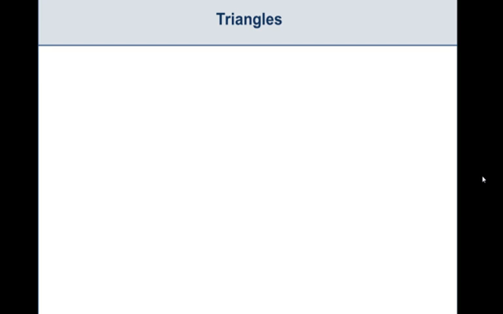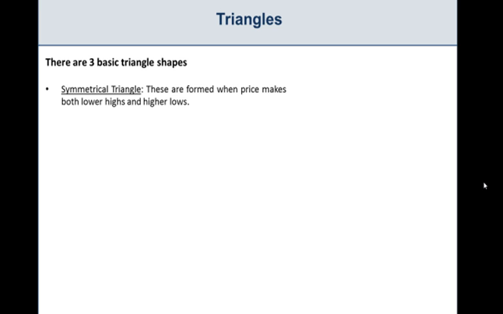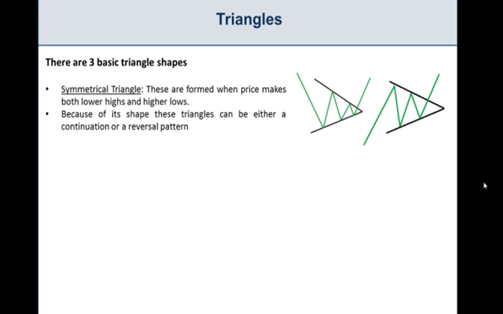We're going to start with triangles. And there are three basic triangle shapes. Symmetrical triangle. And these are formed when price makes both lower highs and higher lows. And because of its shape, these triangles can be either a continuation or a reversal pattern. This is how they look.